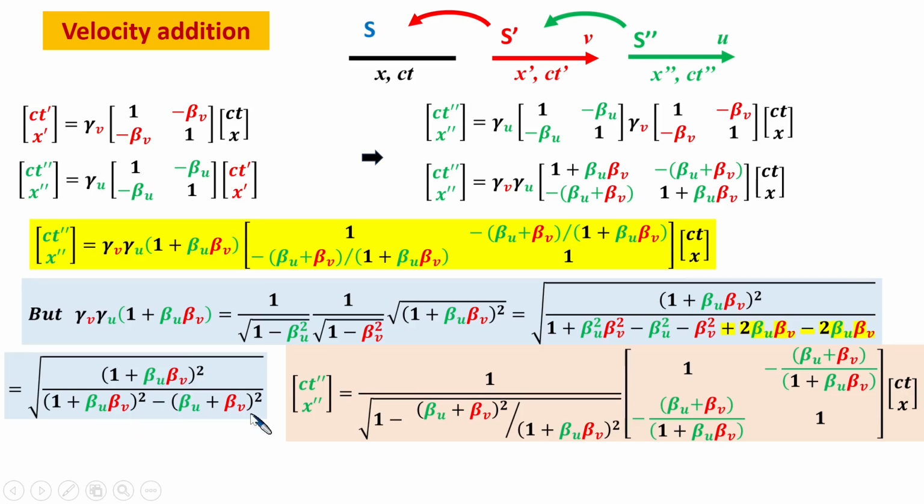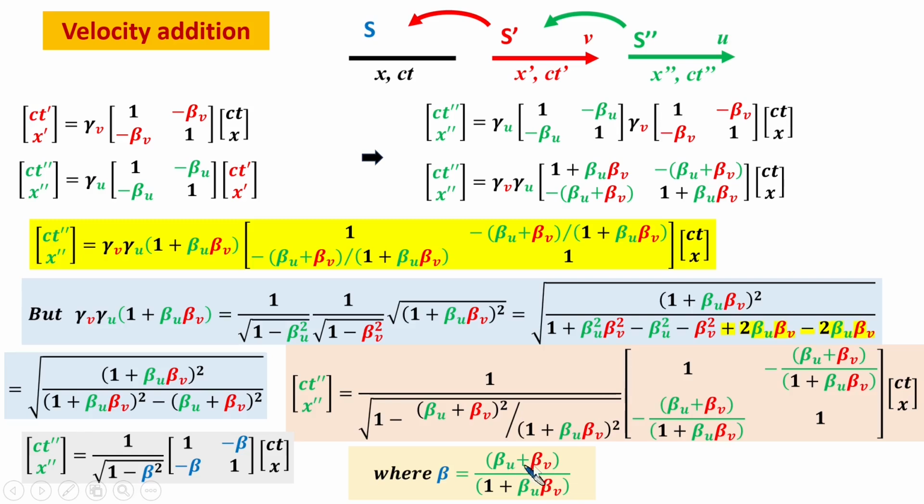So here I will get 1 divided by 1 minus this thing, and the same thing I have written here, this and this. So now this quantity I can write in green and red, this whole thing I can write as some other beta, representing it as blue. So I write where beta is beta u plus beta v. Now beta u and beta v I know are u by c and v by c, the velocities. So this is your velocity addition.